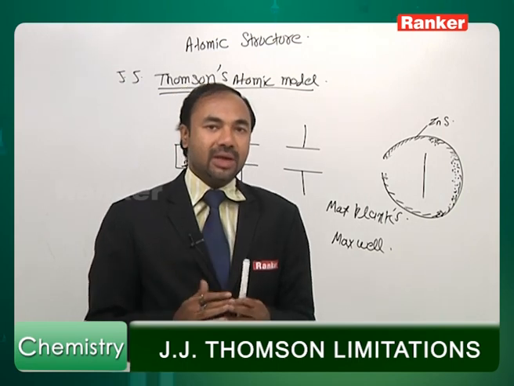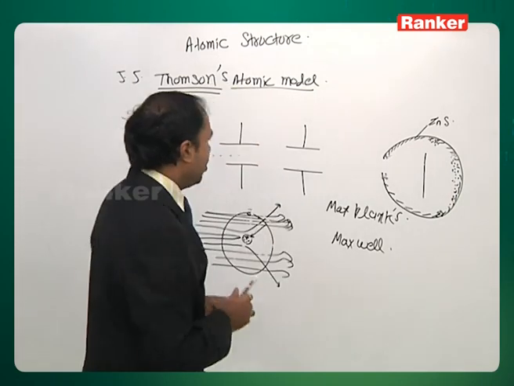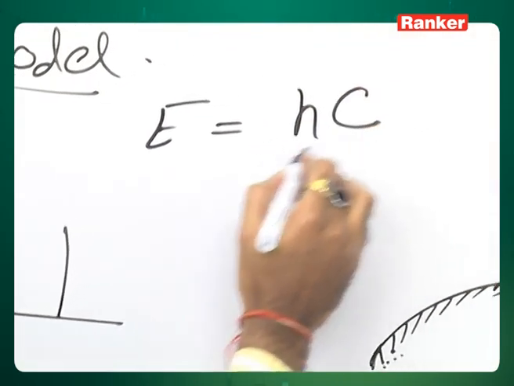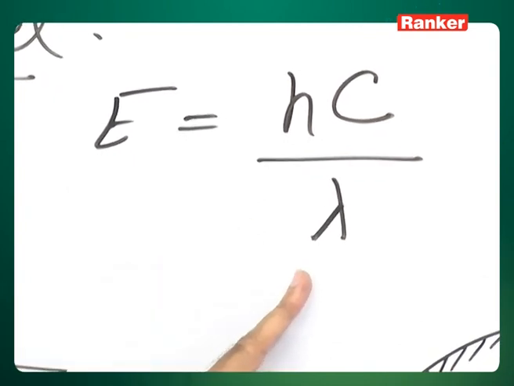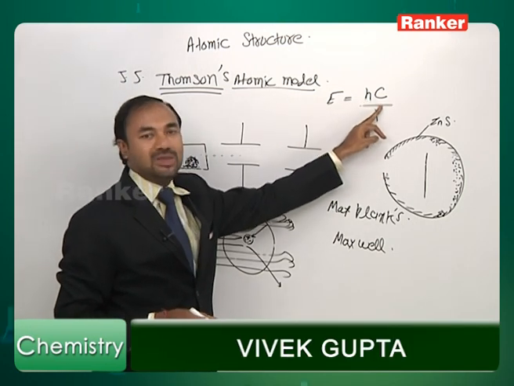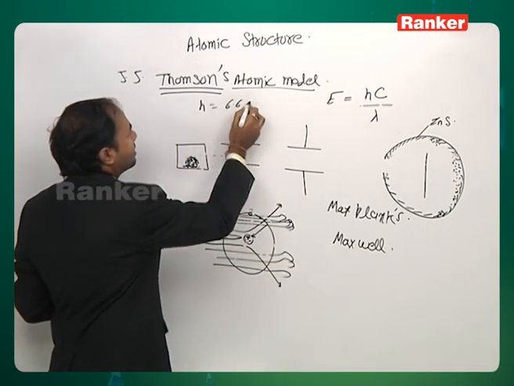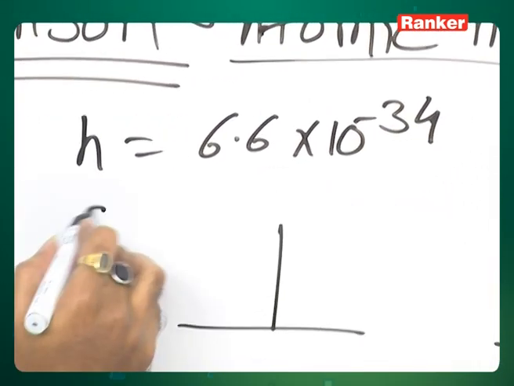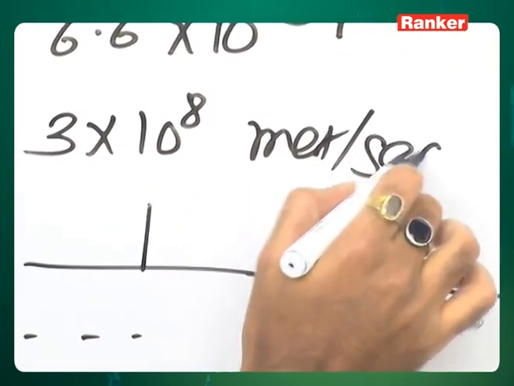How is it absorbed or emitted? It is emitted or absorbed in the form of photons, in packets of energy. Each packet of energy consists of a certain amount of energy, and he said this can be given by E equal to hc by lambda, where lambda is the wavelength of that particular radiation. h here is Planck's constant, c is the speed of light. The value of h is 6.6 into 10 to power minus 34 in MKS system. The value of c is 3 into 10 to power 8 meter per second, again in MKS system.